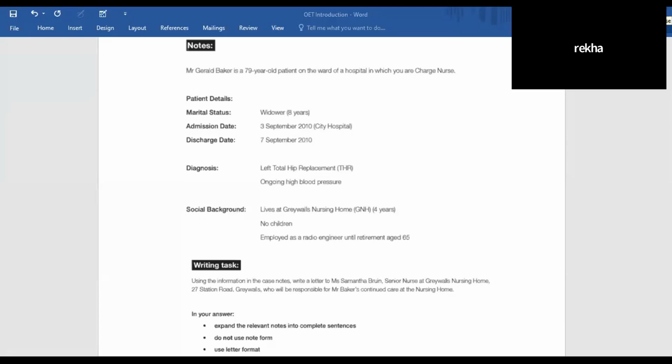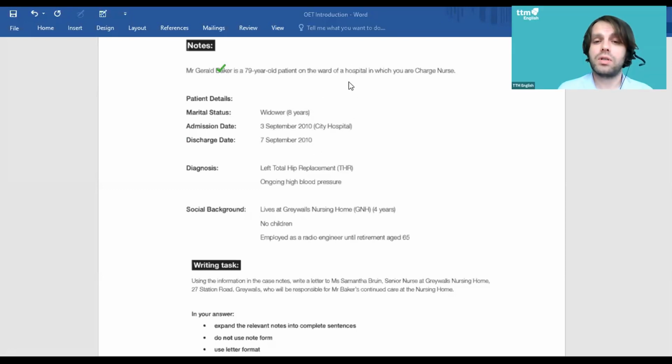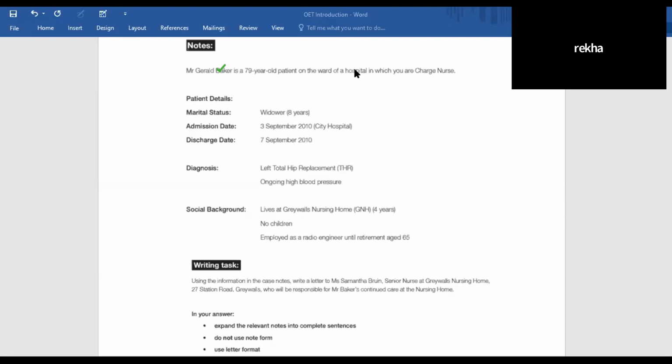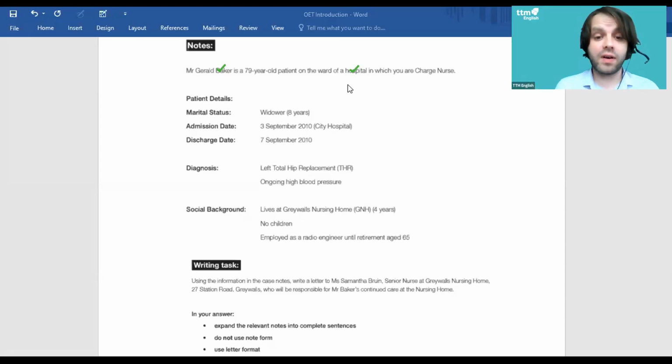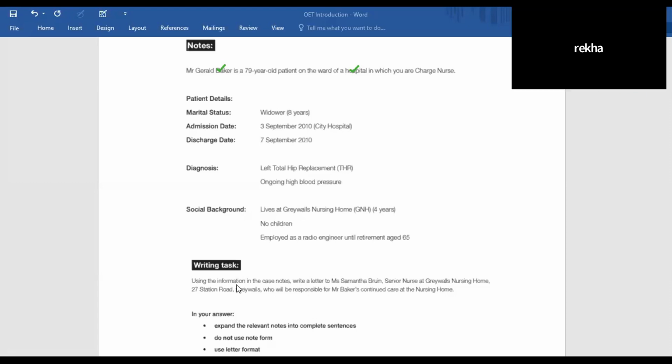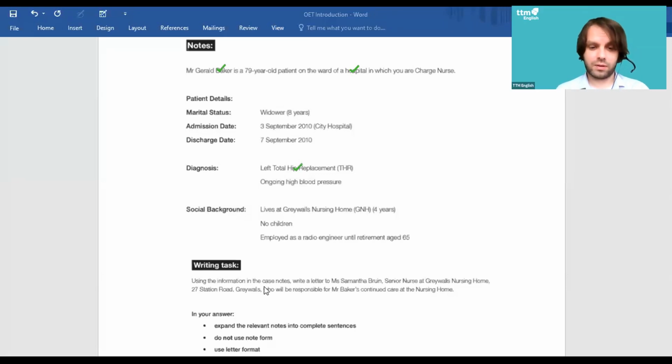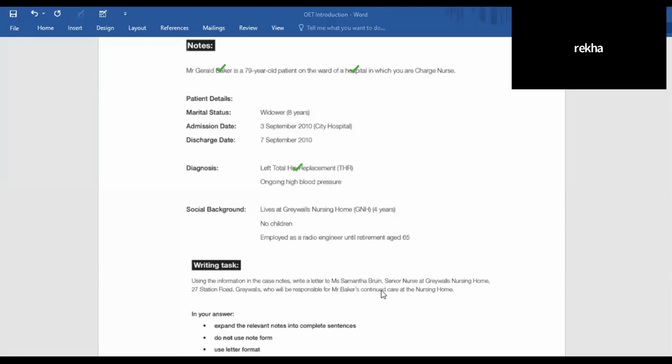I'm writing regarding Mr. Baker, who underwent a total... Tell me where first, according to this pattern. I'm writing regarding Mr. Baker, who underwent a total hip replacement in our hospital. Okay, you can swap it round if you want. That's fine. Sentence 2. He is scheduled to be discharged, let's say today, and requires continued care at your nursing home.